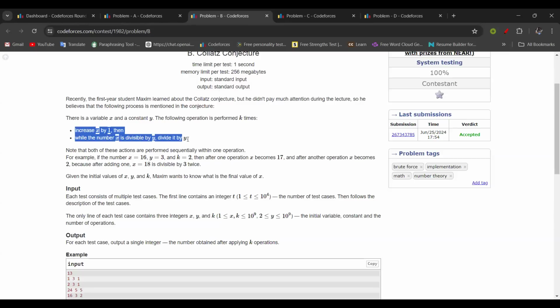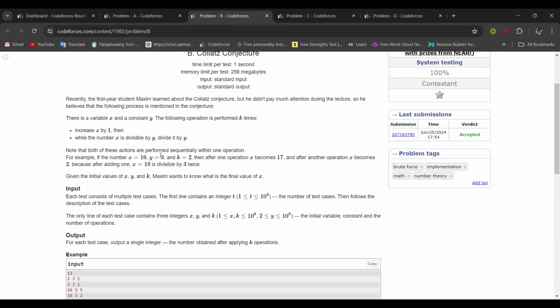Okay, now after these two things are performed, this is counted as a single operation. Now you have to perform this operation k times, and then after performing this operation k times, you have to tell the final value of x that you would get. An example is given: x is 16, y is 3, and k is 2.